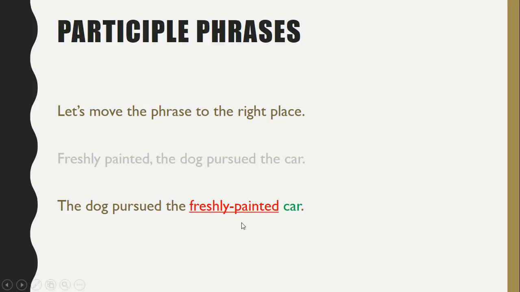It can go after it. In this case, it goes before. Why is it hyphenated? Well, we have an adverb and we have a participle, and they together compose an adjective that modifies a noun. When we have kind of a made-up adjective coming before a noun, we hyphenate it.